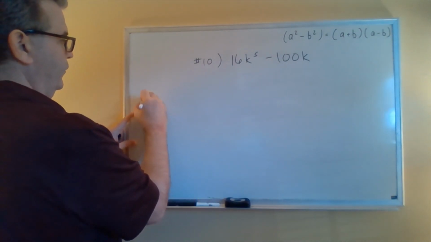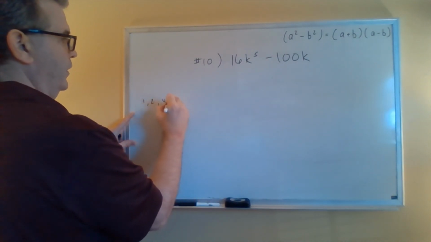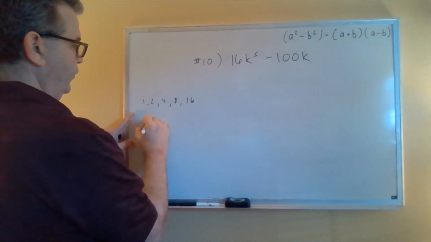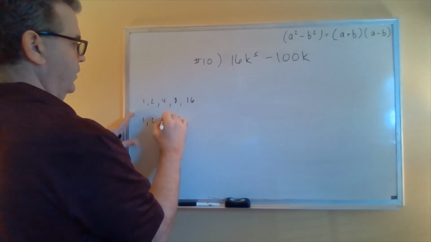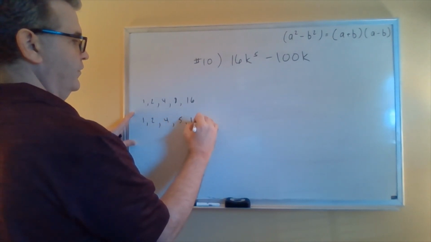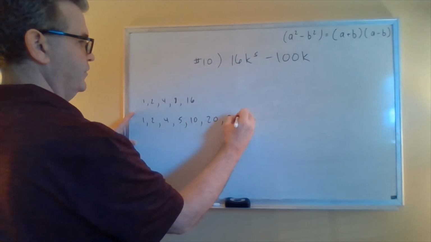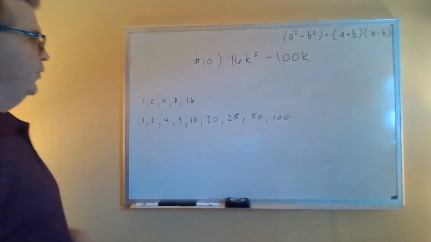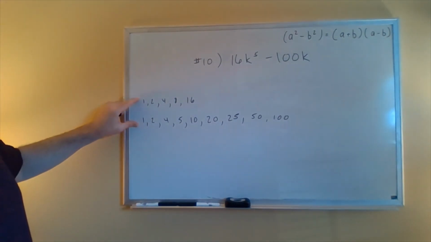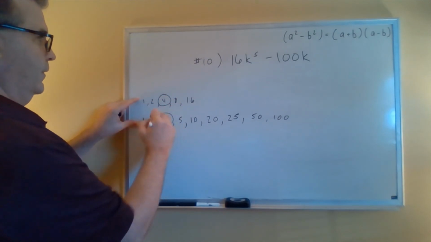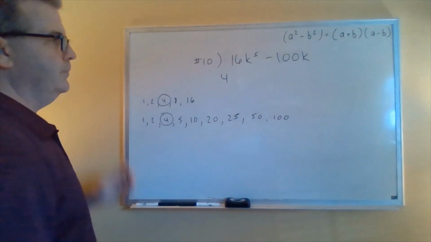Let's look at 16 here. We'll have 1, 2, 4, 8, and 16. 100 will have 1, 2, 4, 5. We have 10, 20, 25, 50, and 100. Okay. What's the largest factor that shows up on both lists? Looks like we're going to have 4. So we know we're going to be pulling a 4 out of there.